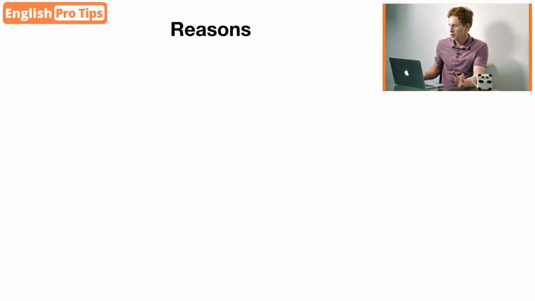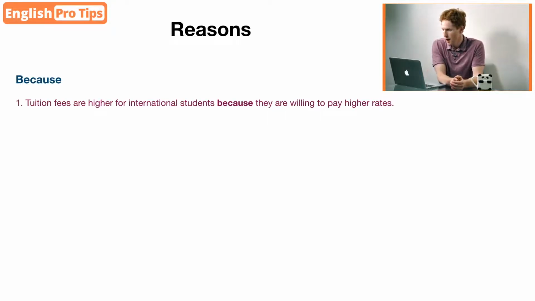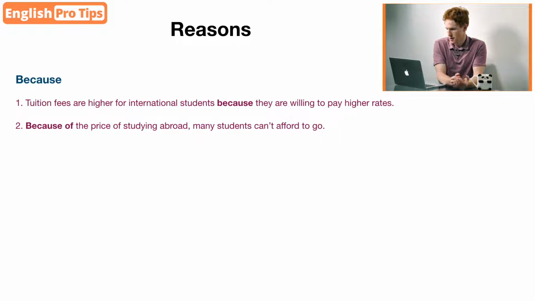Okay, we're now looking at some words to do with giving a reason. And the first one is a very common word that you'll be using all the time, but I bet you didn't know it means that you're actually using advanced grammar, well, in the eyes of IDP and the British Council and your examiner. And that word is because. Tuition fees are higher for international students because they are willing to pay higher rates. We can also have that at the beginning of the sentence. Because of the price of studying abroad, many students can't afford to go.